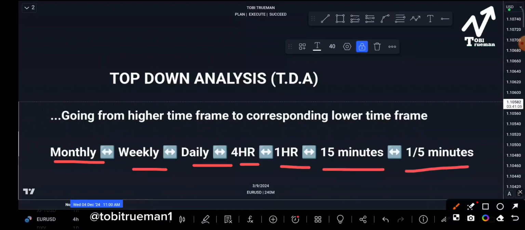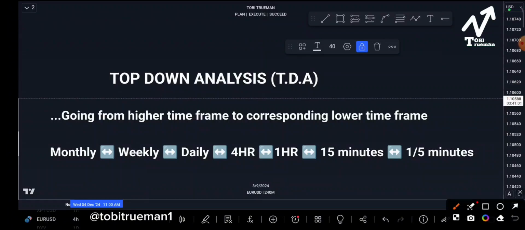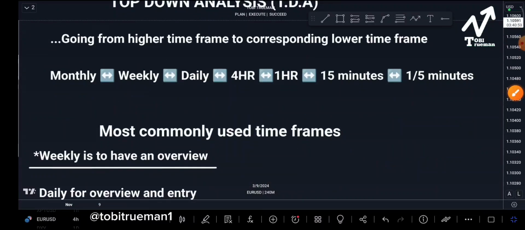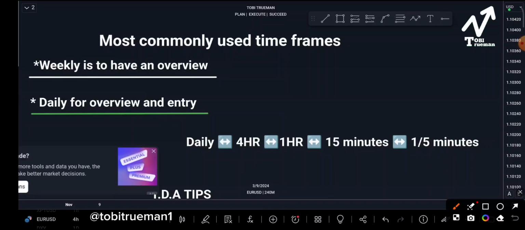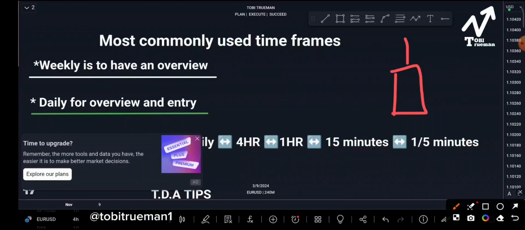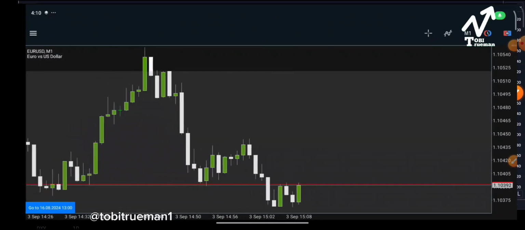So how do they correlate? How are we going to use them to better our trade? That is the reason for this video. The most commonly used time frames for you to trade as a trader: when you look at the monthly time frame, for example, it's going to tell you everything that's going to happen in that month, just one time frame, just one candlestick.